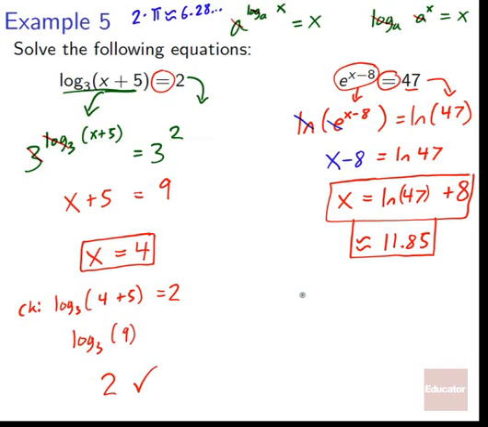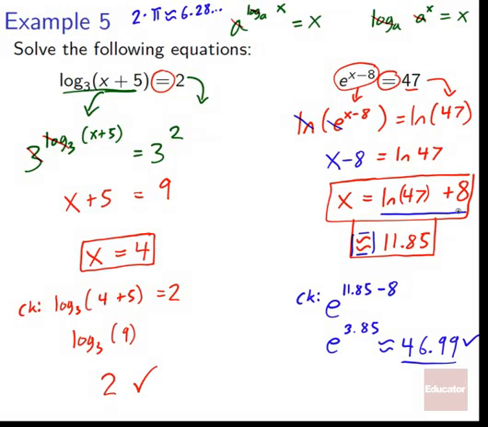We can check with this number, and we have that e to the, let's use our decimal approximation so we can actually put it into a calculator. e to the 11.85 minus 8. What do we put that in? So that will become e to the 3.85. e to the 3.85 winds up being approximately 46.99. So that winds up checking out because ultimately, remember, we just said it was an approximation, not perfectly the answer. The thing that is perfectly the answer is this one right here.